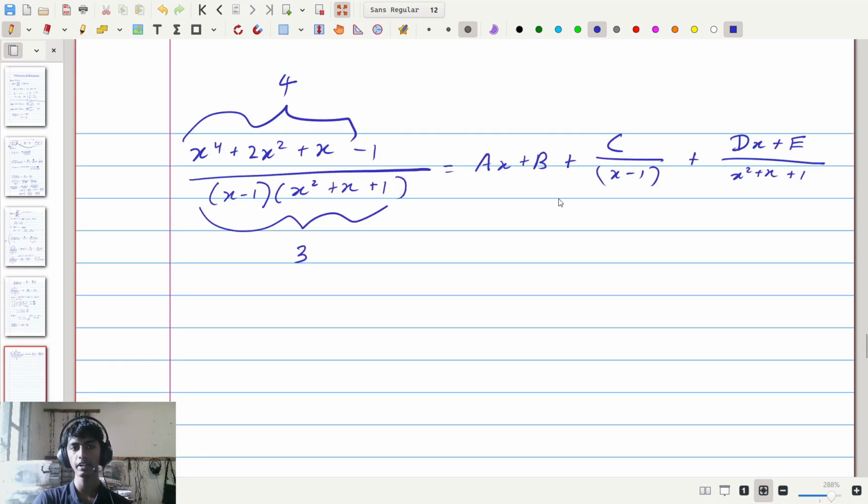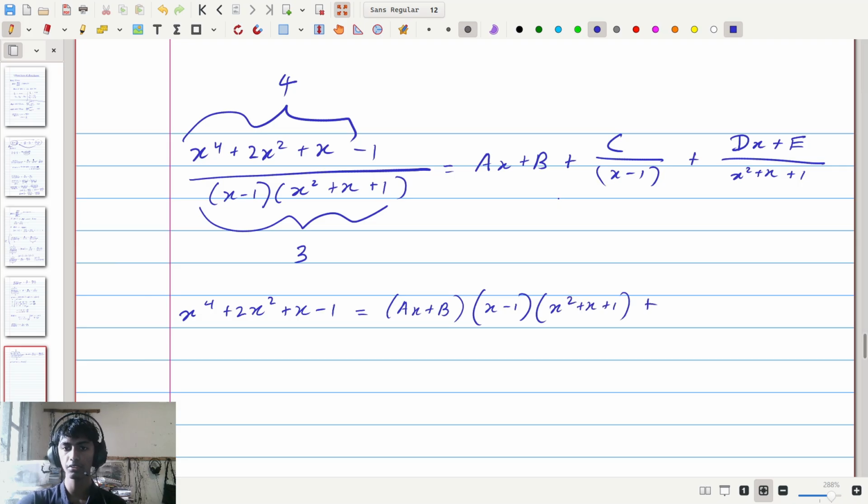Now if we write the left hand side and right hand side equal and the denominator is not equal to 0, we can just multiply by that, meaning that we have x to the 4th plus 2x squared plus x minus 1 equal to ax plus b times the whole thing of x minus 1 times x squared plus x plus 1, plus c divided by x minus 1 times this thing. We will have this x minus 1 term cancel and be left with c times x squared plus x plus 1, and we'll have dx plus e times, when we multiply the denominator by this thing, this x squared plus x plus 1 term cancels with this one, leaving us with just x minus 1.